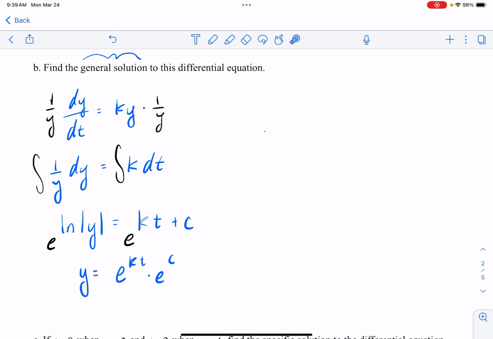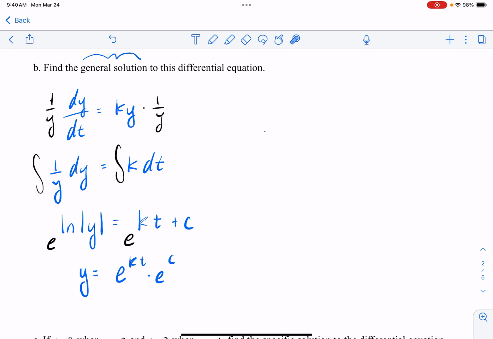The reason why is because when we take e and we raise that to a power, that result is always going to be positive. So the absolute value bars are going to be redundant in that case. The second thing you might be wondering is, where did this e to the c come from?